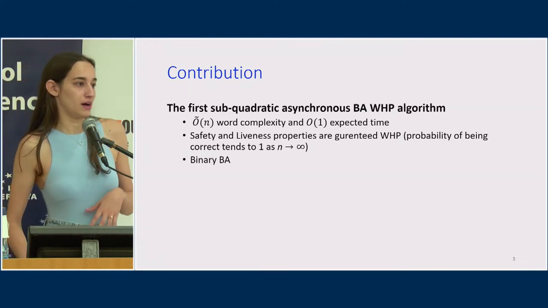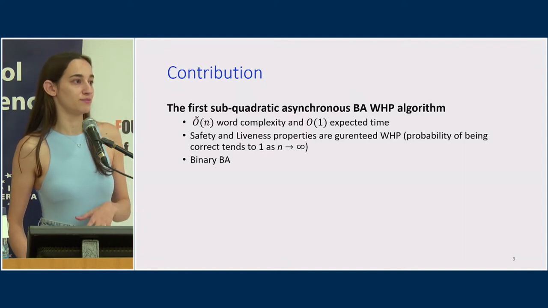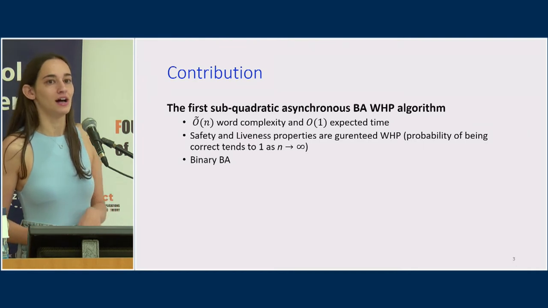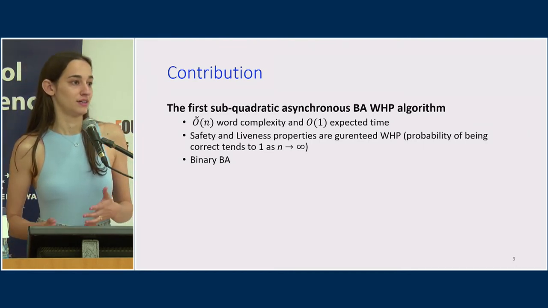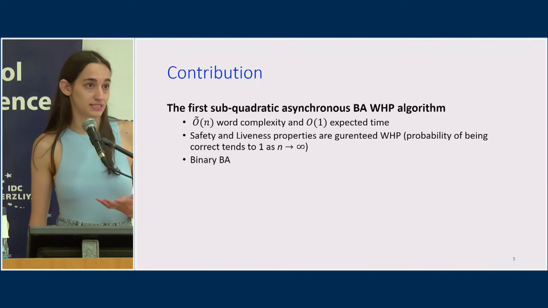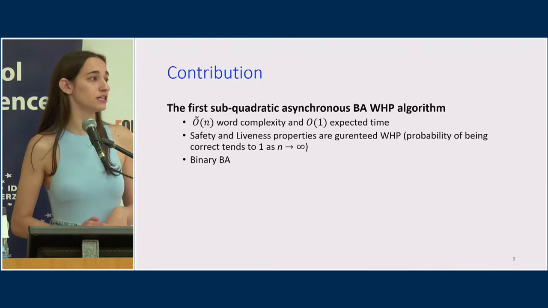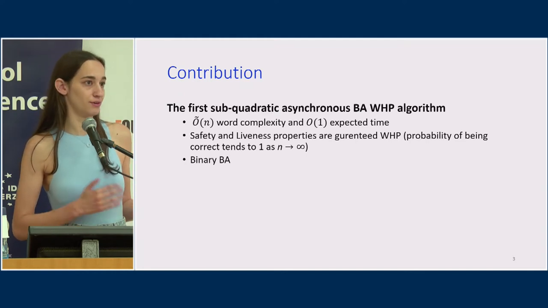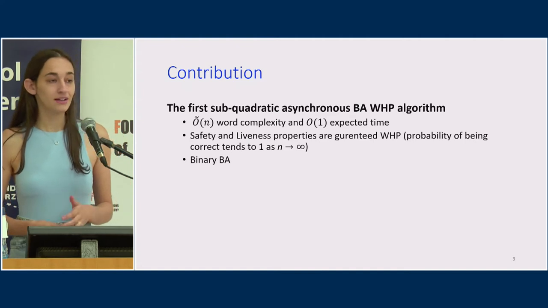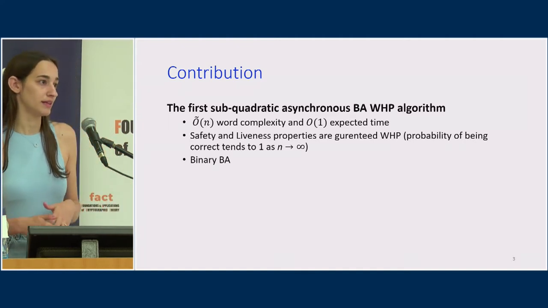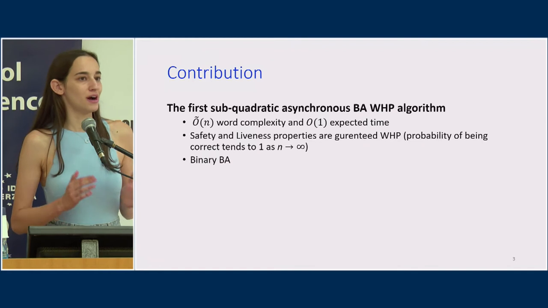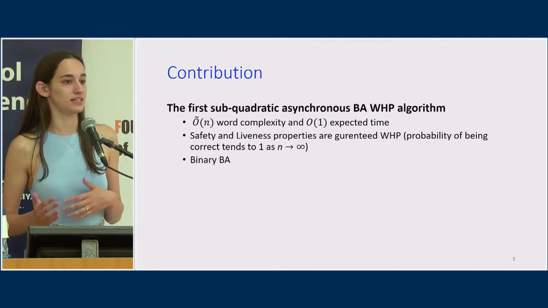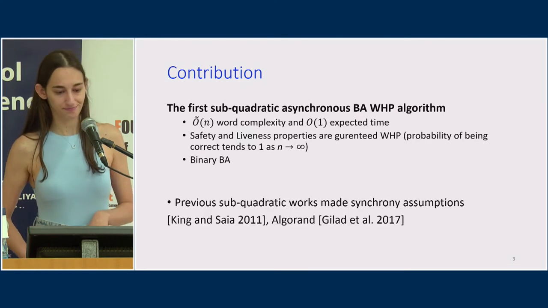And our main result is that we present the first subquadratic Byzantine agreement with high probability. So what does it mean? Our algorithm has Õ(n) words. It works in constant expected time. It only solves binary consensus, meaning, again, that we must decide either 0 or 1, for example. And unlike most previous works, our safety guarantees are also with high probability, meaning that the probability tends to 1 as n, the number of processes, goes to infinity.